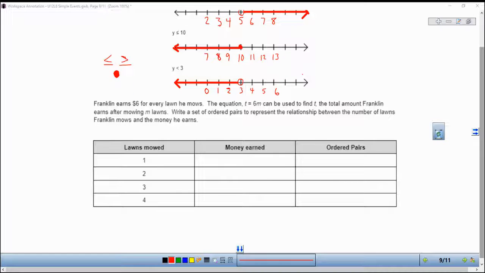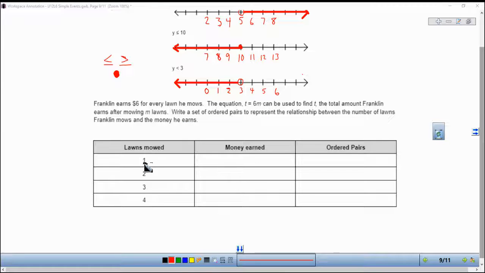Okay, next question is a little bit more related to functions. We're going to be writing ordered pairs, which are like an input-output. So it says Franklin earns $6 for every lawn he mows. It's not a lot, but you know what? That's enough. The equation t equals 6 times m can be used to find t, the total amount Franklin earns after mowing m lawns. Write a set of ordered pairs to represent the relationship between the number of lawns he mows and the money he earns.